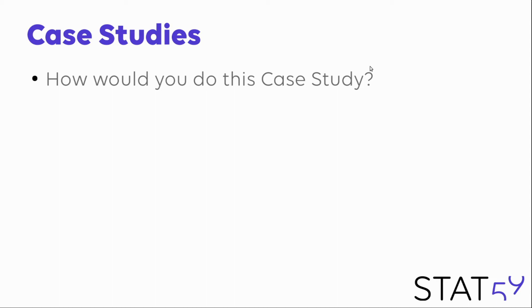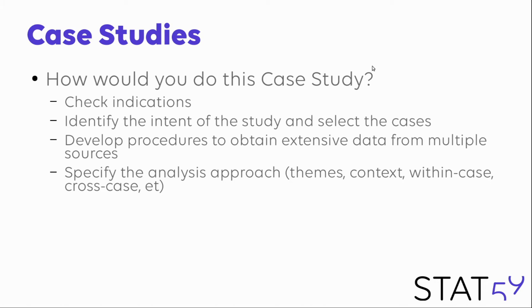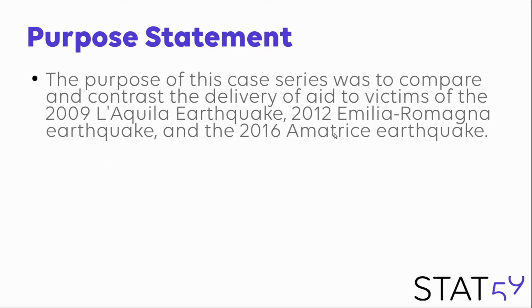So how could we study the Configno earthquake using a case study? Again, we're going to check to make sure we're using the correct study design. We're going to identify the intent of the study and select the cases, and then develop procedures to obtain this extensive data from multiple sources. And then we're going to specify our analysis report approach, which may be themes or context in cross-case studies. Our purpose statement may look like this.